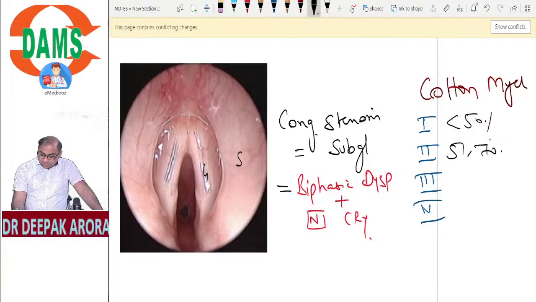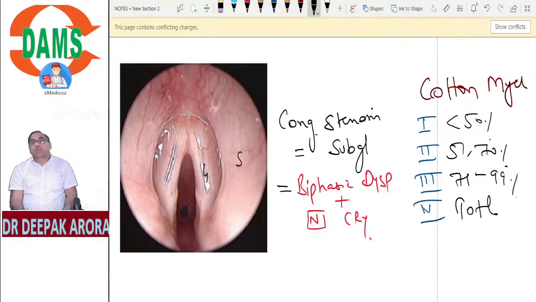51 to 70% is grade 2. 71 to 99% is grade 3. And if there is a total obstruction, it is your grade 4. Done.